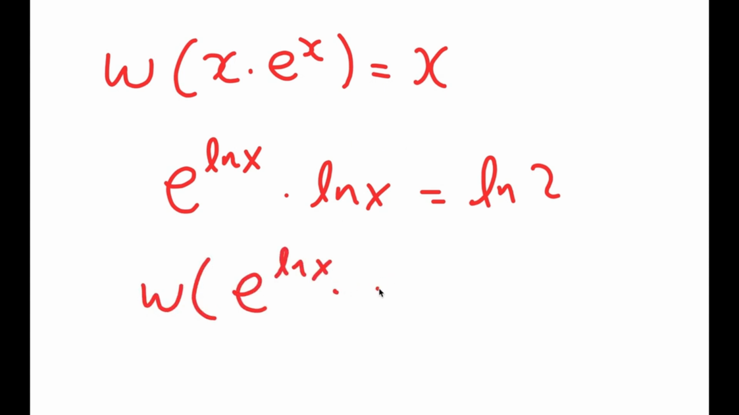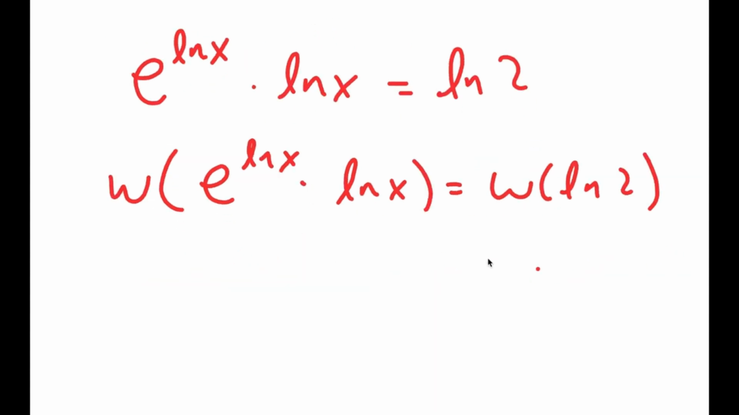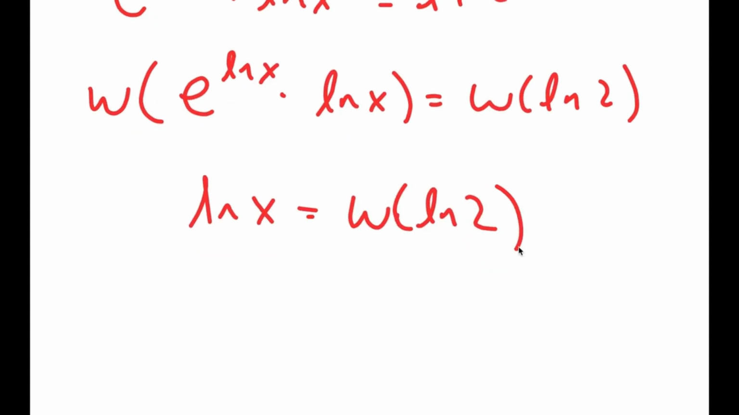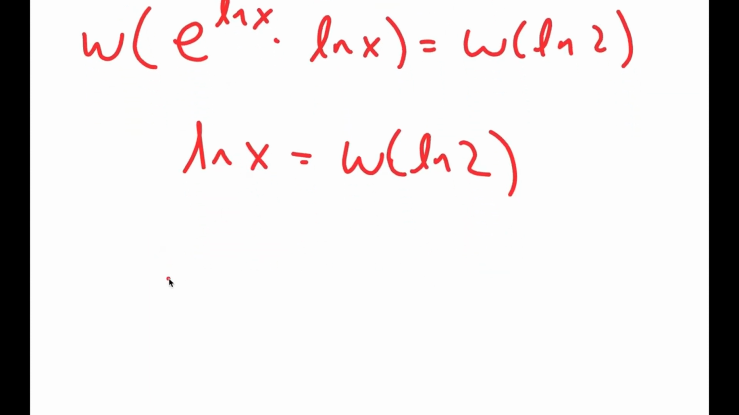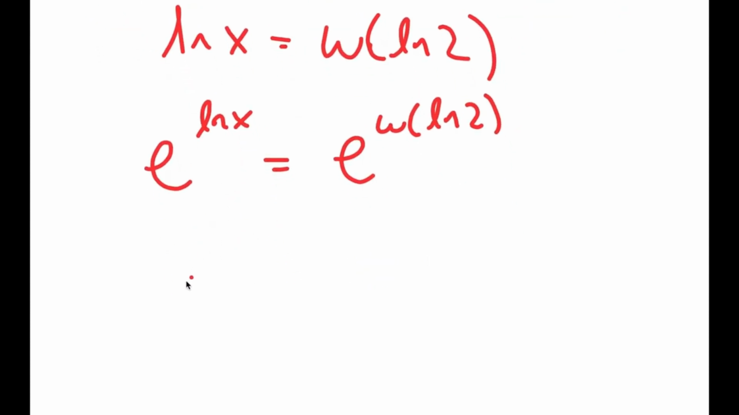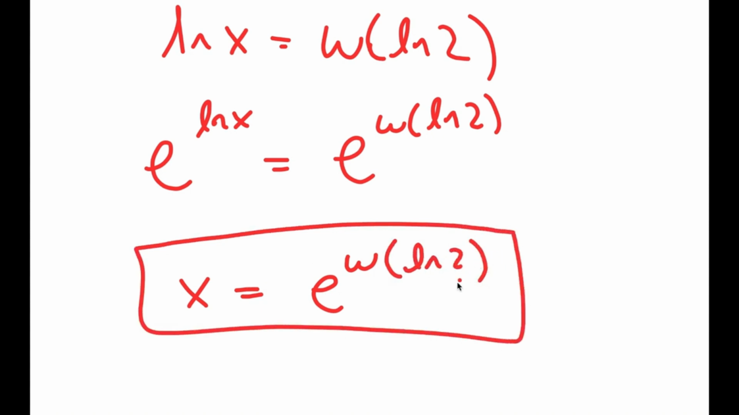So I get W of e to the power of ln x times ln x is equal to W of ln 2. And now I'm left with ln x is equal to W of ln 2. So now to further simplify this, because we're just solving for x, I'm going to take e to the power of both sides. So now the e and ln cancel out. So I'm left with x is equal to e to the power of W of ln 2. So this is my answer.